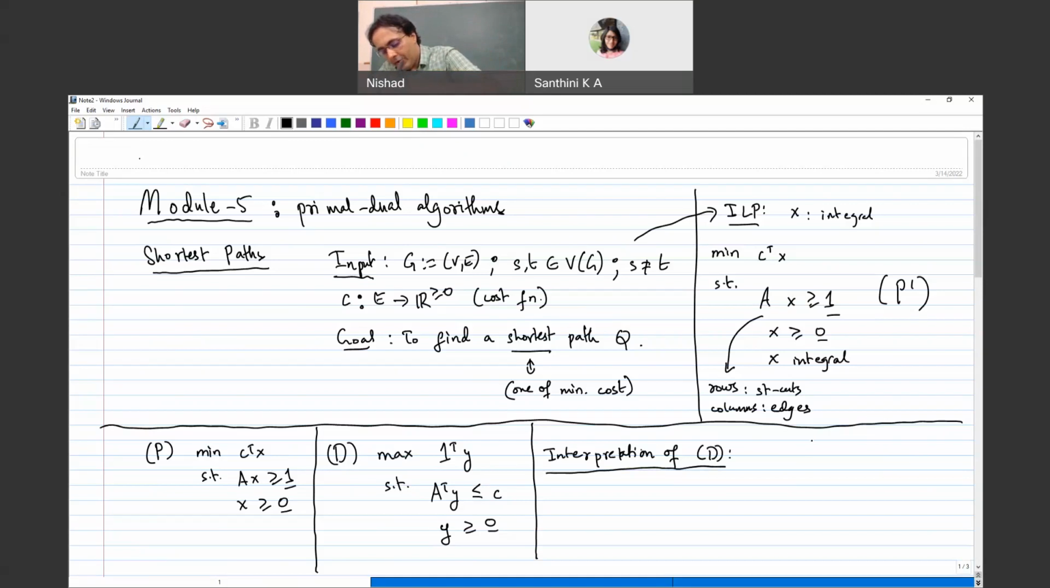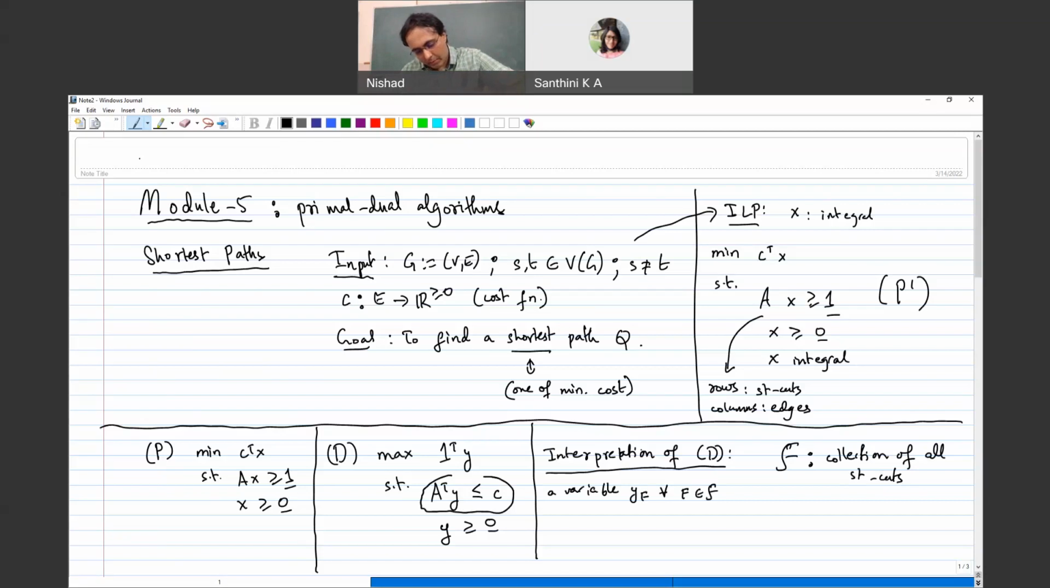So maybe I'll introduce some notation which was used in your assignment 1. Let's say script F is the collection of all ST cuts. So the dual has one variable for each ST cut, a variable y_f for each f in script F. And what is this constraint telling us? This is in the matrix vector notation. I want to think about what any particular row of this constraint is telling us.